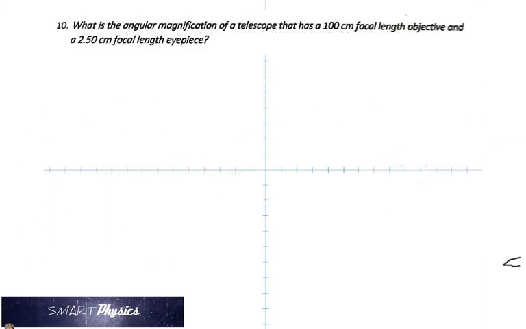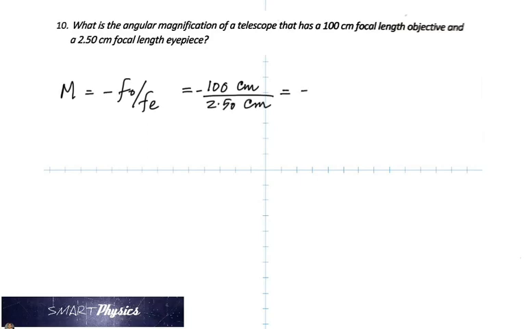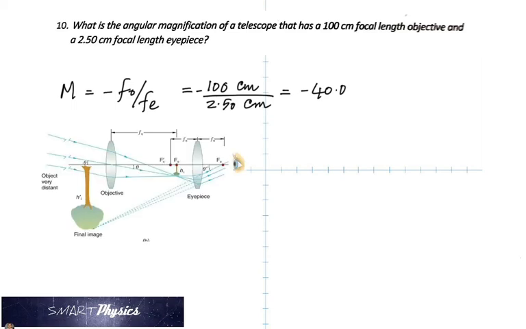So here is the last question. What is the angular magnification of a telescope that has a 100 centimeter focal length objective and a 2.50 centimeter focal length eyepiece? Now the magnification of a telescope is simple. It's negative FO by FE. So we're given both the focal lengths. So just use negative 100 centimeter by 2.50 centimeter. We get it as negative 40. And that is the answer.